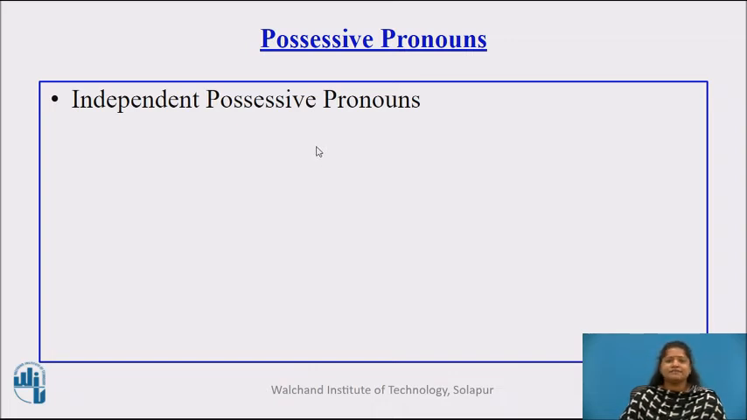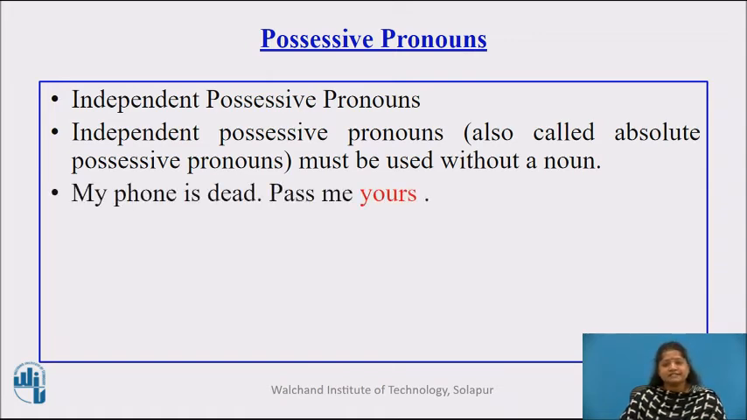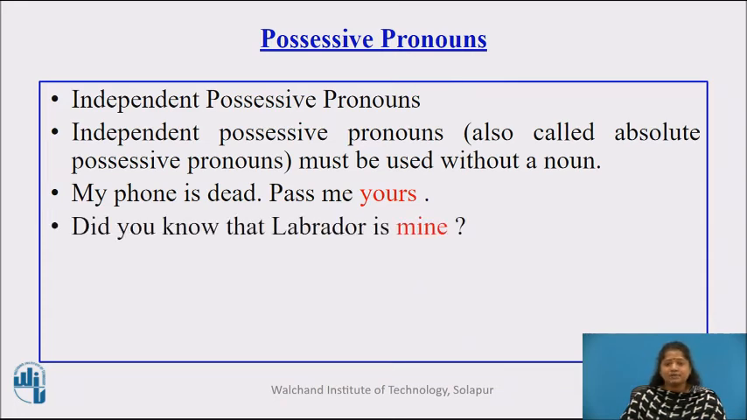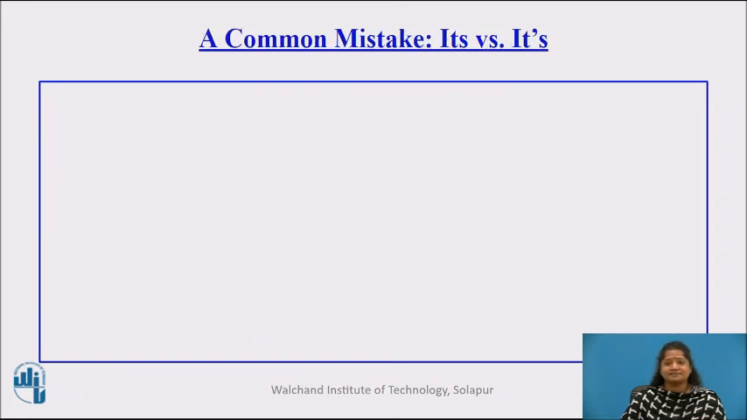Now let us learn what it means by independent possessive pronouns. Independent possessive pronouns, also called absolute possessive pronouns, must be used without a noun. Here a noun is not necessary. My phone is dead. Pass me yours. Did you know the Labrador is mine? The house on the corner is theirs. In all of these three sentences, the words in red, yours, mine and theirs are possessive pronouns of the independent type. It is common to see independent possessive pronouns at the ends of clauses or phrases.